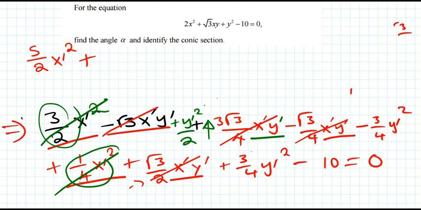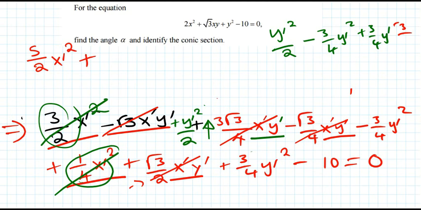So what remains now is the y prime squared over 2 minus 3 over 4 y prime squared, and then plus 3 over 4 y prime squared, which is our interest.